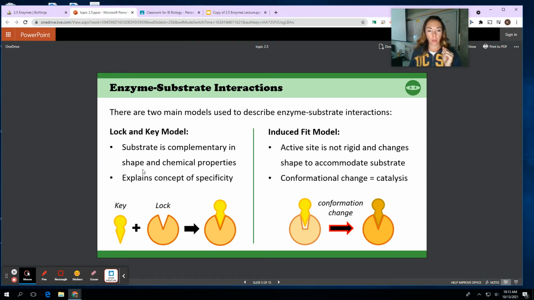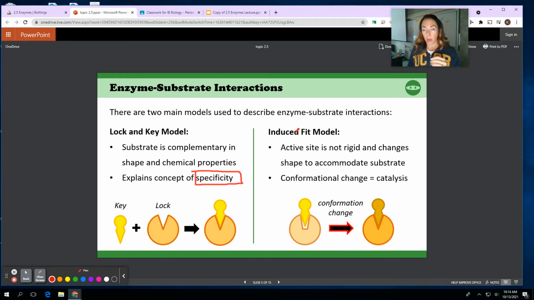So right here we have the lock and key, and this is what we just talked about in that last example. I have a very specific shape on my enzyme. I have a very specific shape for the substrate, and they fit together. And we call this concept specificity. This explains why those two things fit together.